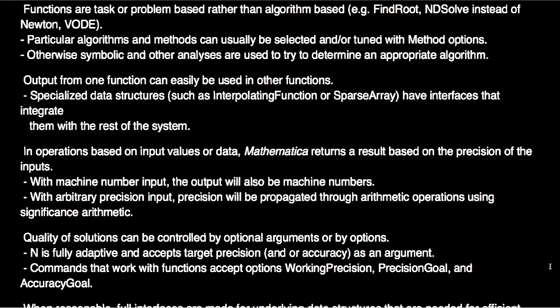Okay, and then in various functions like NDSolve, FindRoot, FindMinimum that work with functions, you can control the quality of the solutions by optional arguments or actual function options. Okay, and there's a command N that does numerical evaluation that's fully adaptive, and it accepts target precision. I'll be showing that pretty soon. And commands work with things like working precision, precision goal, accuracy goal.